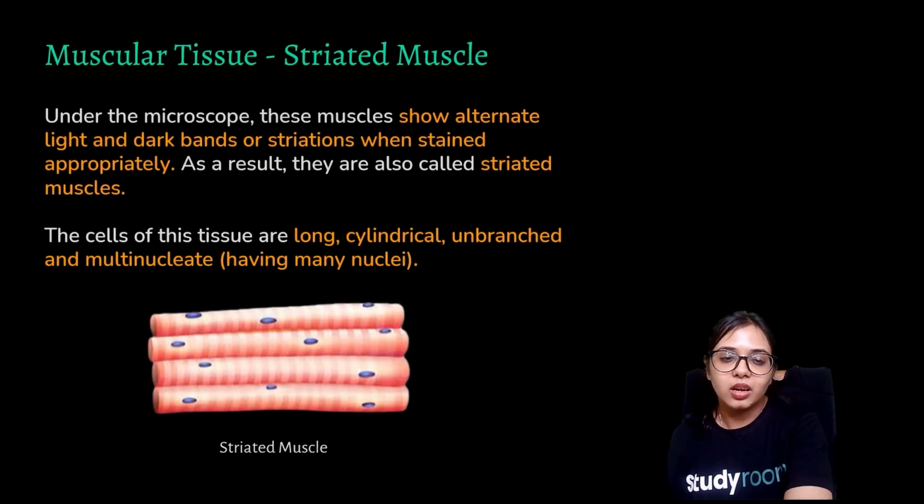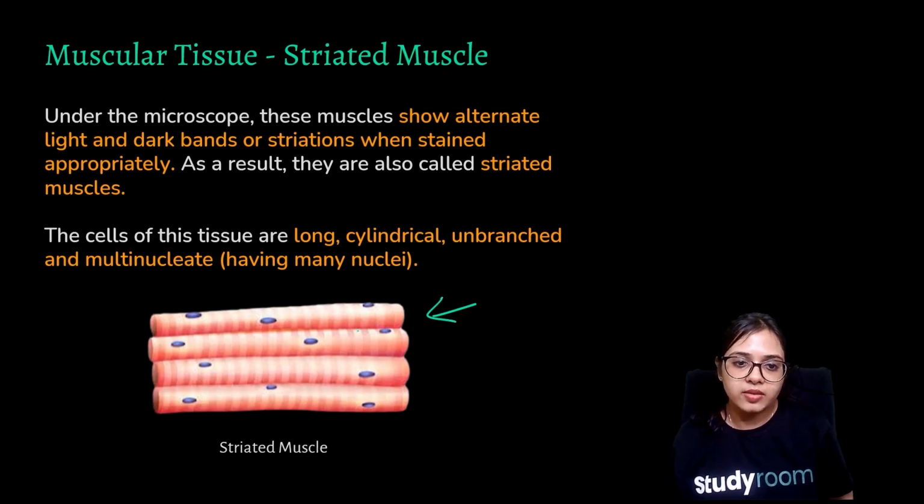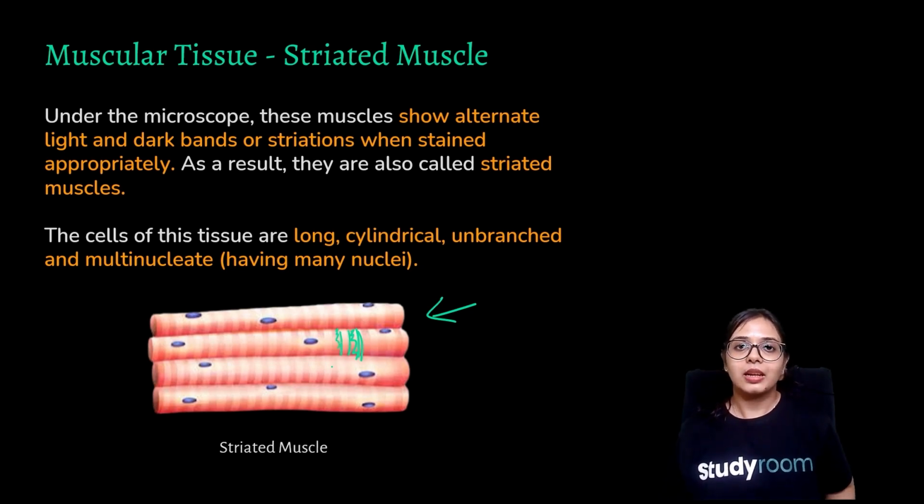The basic specific feature of striated muscle is that when observed under the microscope, they have alternate light and dark bands that surround them. You can see here in this diagram, there is this thin light band, then there's a darker portion, there is the light band, then there is a darker portion. All right, so this alternate light and dark band is how you can differentiate striated muscle. Also, one cell has more than one nucleus, that is, it is multinucleate.